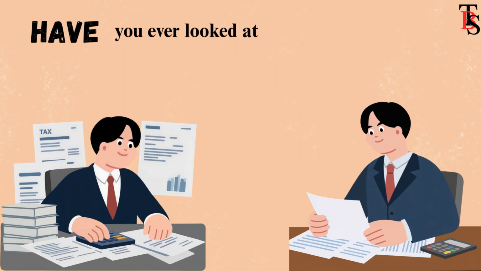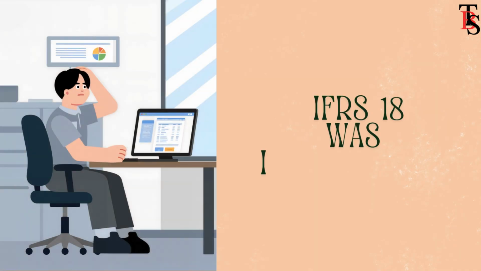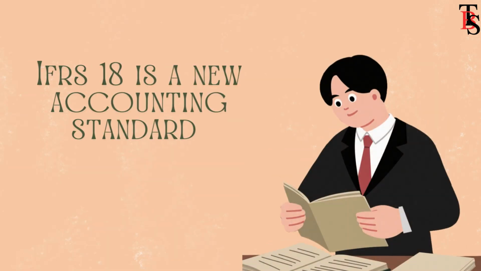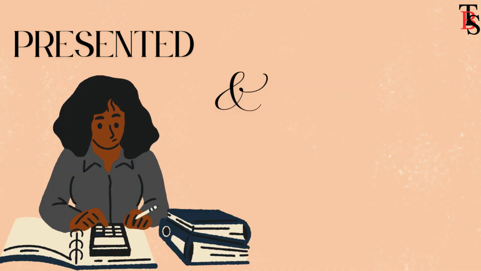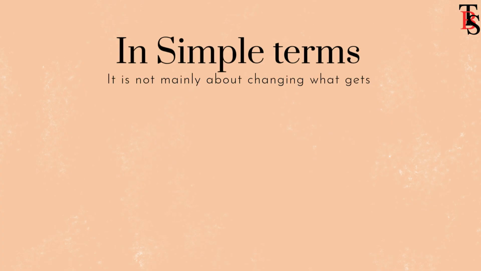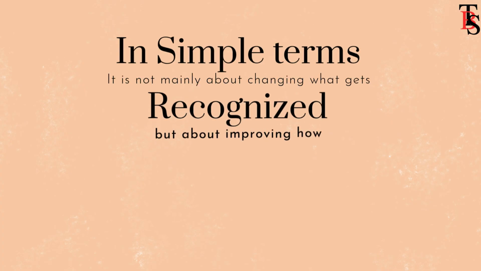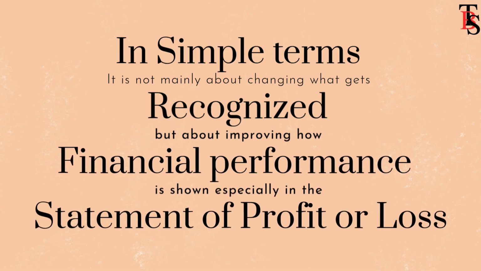Have you ever looked at two companies' profit statements and thought, why are they presenting performance so differently? That confusion is exactly why IFRS 18 was introduced. IFRS 18 is a new accounting standard that focuses on how information is presented and disclosed in the financial statements. In simple terms, it is not mainly about changing what gets recognized, but about improving how financial performance is shown, especially in the statement of profit or loss.